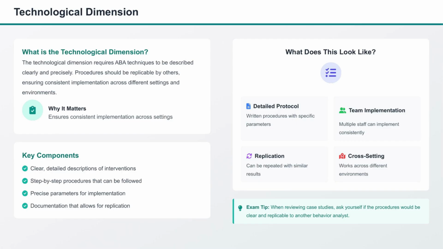The technological dimension emphasizes that ABA interventions must be clearly described and replicable. This means that every intervention used in ABA should be explained in enough detail that any other trained behavior analyst can implement it consistently. This helps ensure standardization across different settings and environments, which is critical for maintaining reliability in ABA practices. In practice, this dimension helps ensure that your work is clear, systematic, and reproducible.